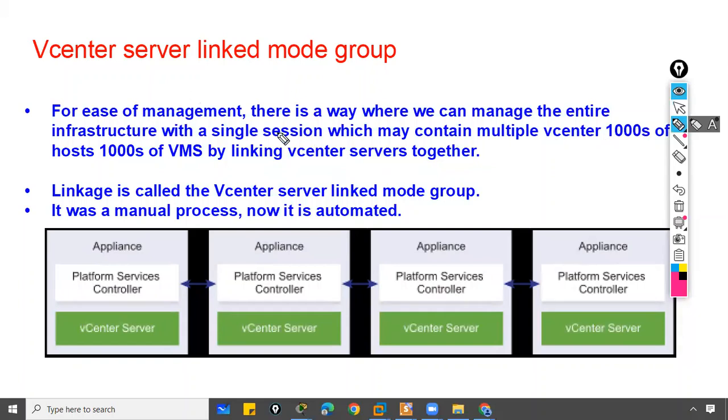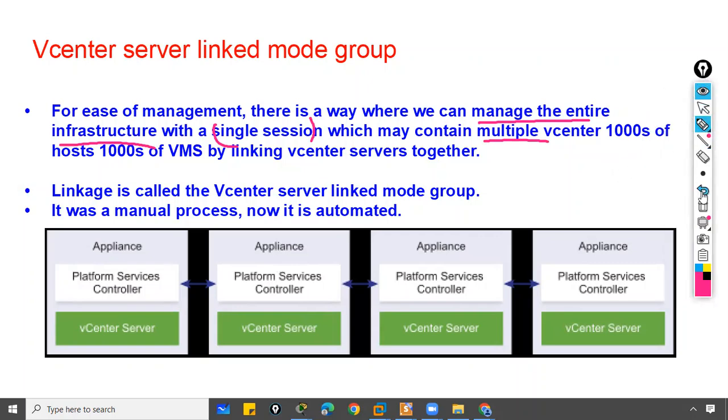So for ease of management, there is a way where we can manage the entire infrastructure with a single session, which may contain multiple vCenter servers, where thousands of hosts and thousands of virtual machines are linked by vCenter servers together. So this concept, the linked mode group, will connect all your vCenter servers. This linkage is called the vCenter Server Linked Mode group, and it was a manual process. Previously, we needed to link multiple vCenter servers manually. Now it is automated. You don't need to do anything. It will connect the multiple vCenter servers automatically.